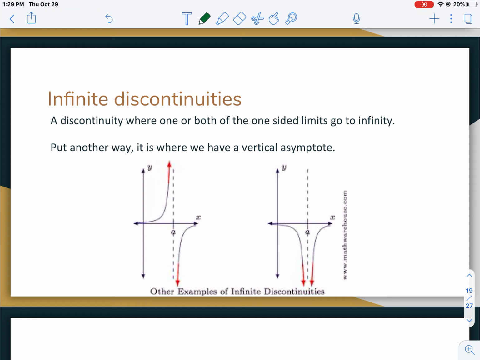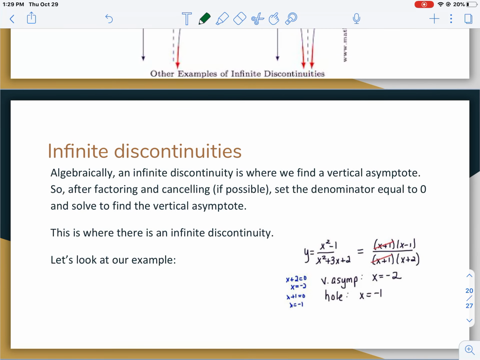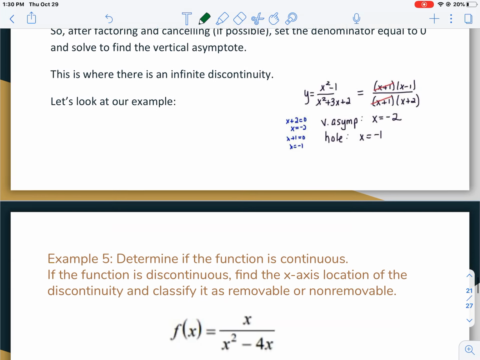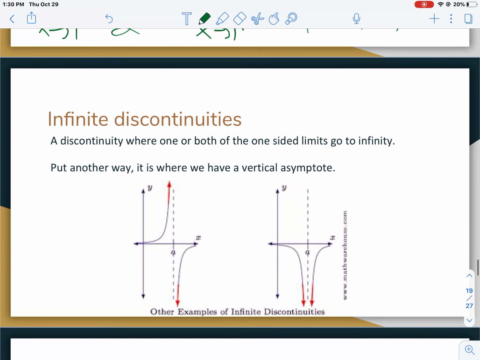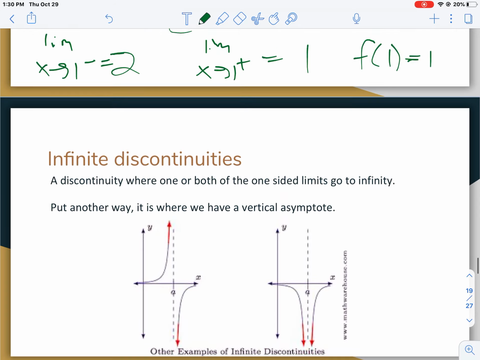The last kind of discontinuity is infinite. That's where you have a vertical asymptote. So that's where the limit from the left goes to infinity or negative infinity, and the limit from the right goes to negative infinity or positive infinity. So again, an infinite discontinuity can be where we find the vertical asymptote. After you factor and cancel, that's when you would set the denominator equal to 0, and we did this back in our review. If we want to find out if functions are continuous from a graph, you just look at where the asymptote is.